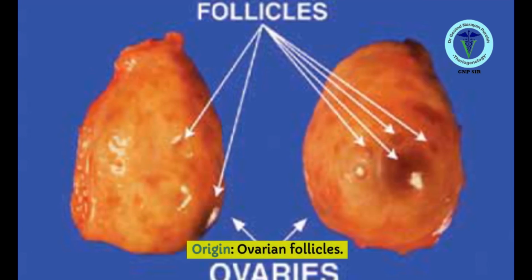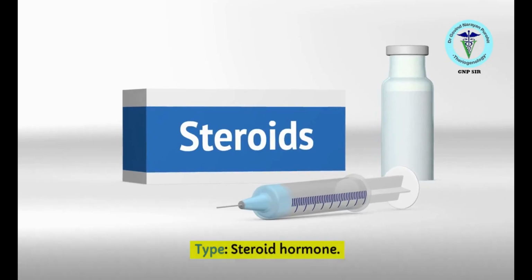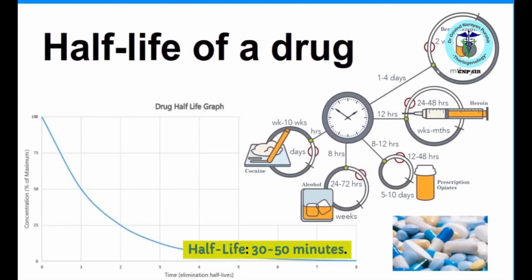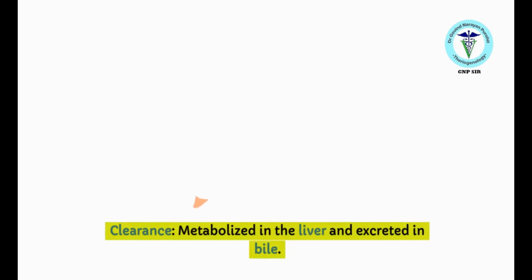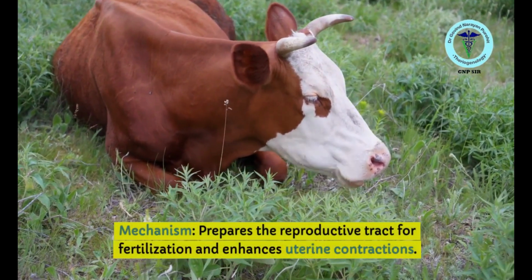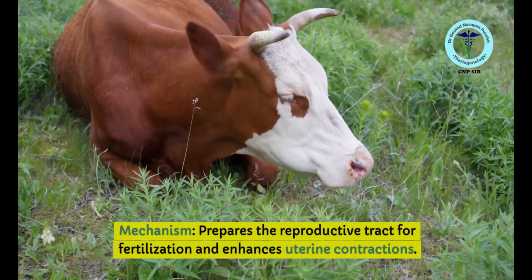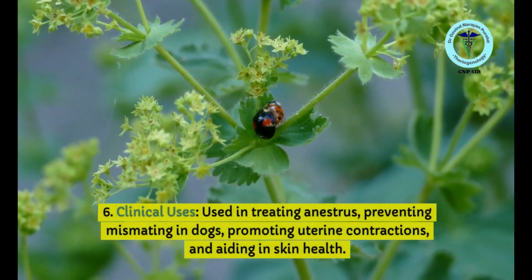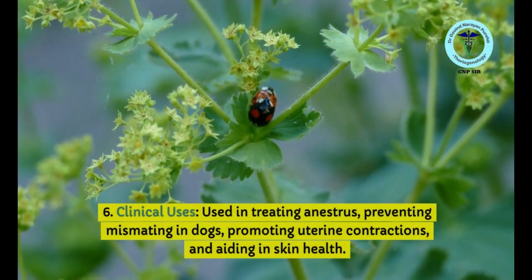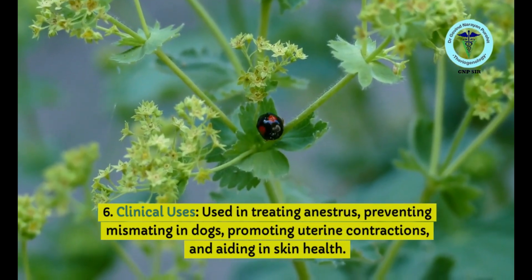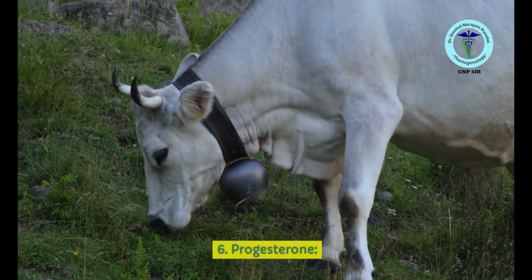The next hormone is estrogen. The origin is the ovarian follicles. It is a steroid hormone which is produced from cholesterol. The half-life is 30 to 50 minutes, and it is cleared in the liver and excreted in the bile, feces, and even traces in urine. It prepares the reproductive tract for fertilization and enhances uterine contractions. Clinically it is used in treating anestrus, preventing mismating in dogs, promoting uterine contraction, and aiding in skin health. It should not be used in lactating buffaloes because it can cause cessation of milk.